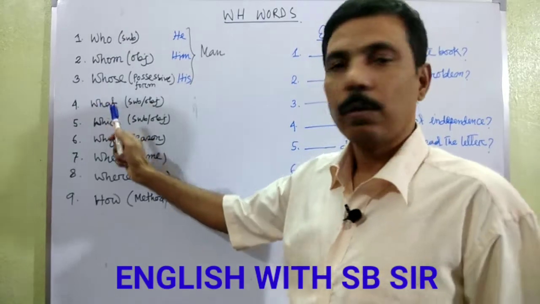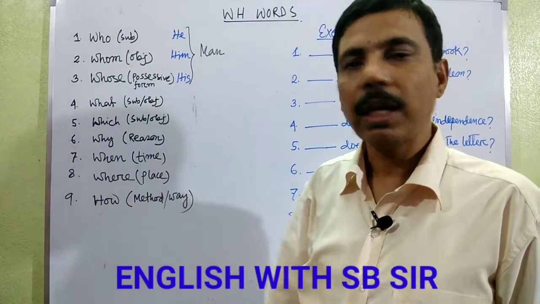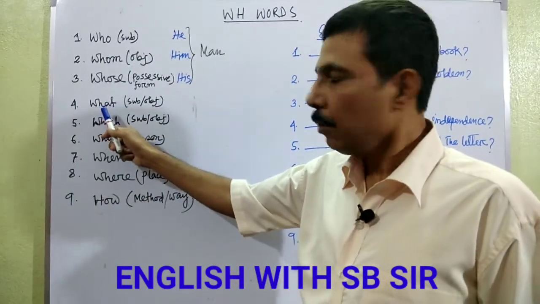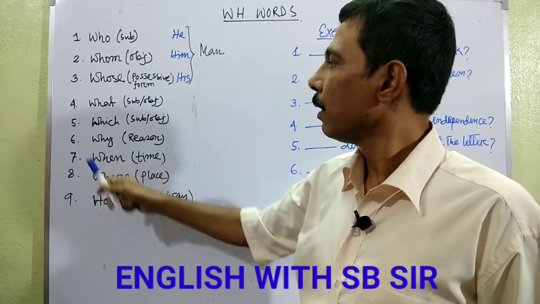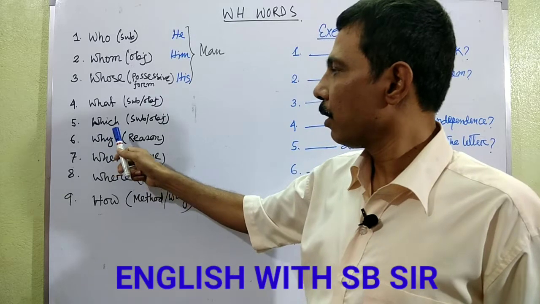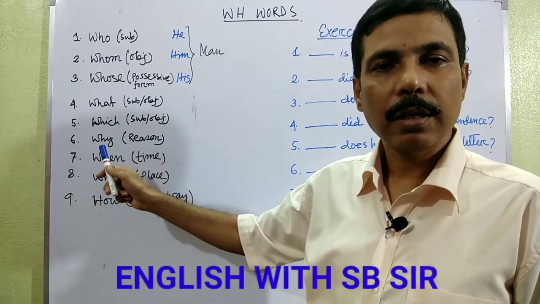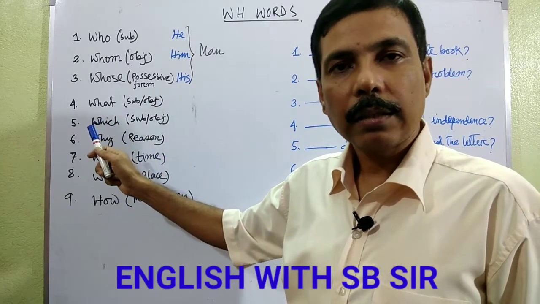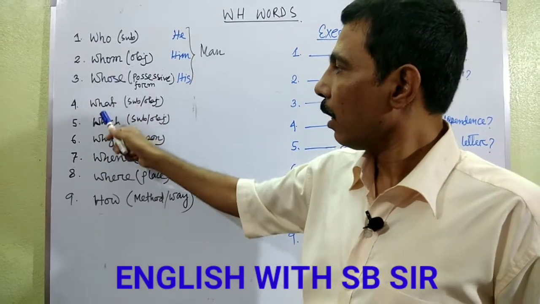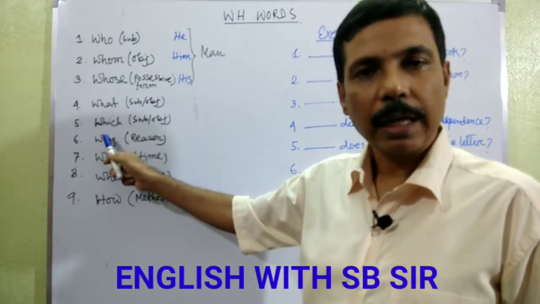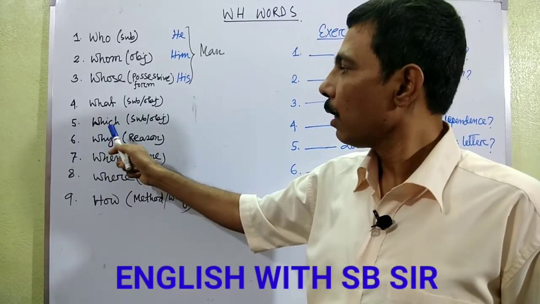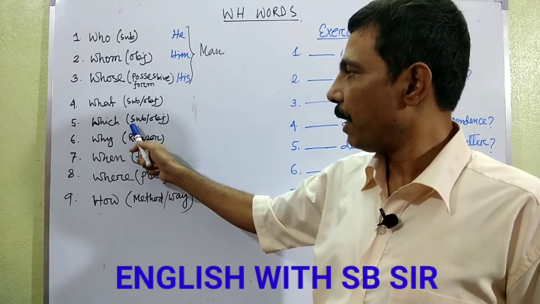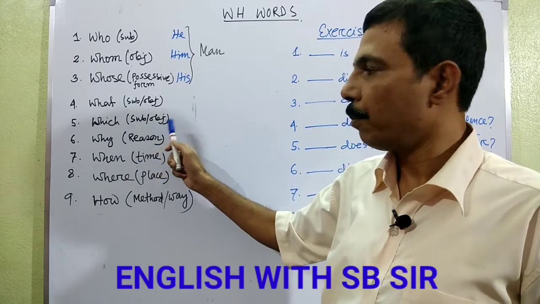Number 4, what is used in the place of a thing. It may be used both as subject and object. Number 5, which indicates things other than human beings, animals, birds and other creatures. It is also used in the place of subject or in the place of object.